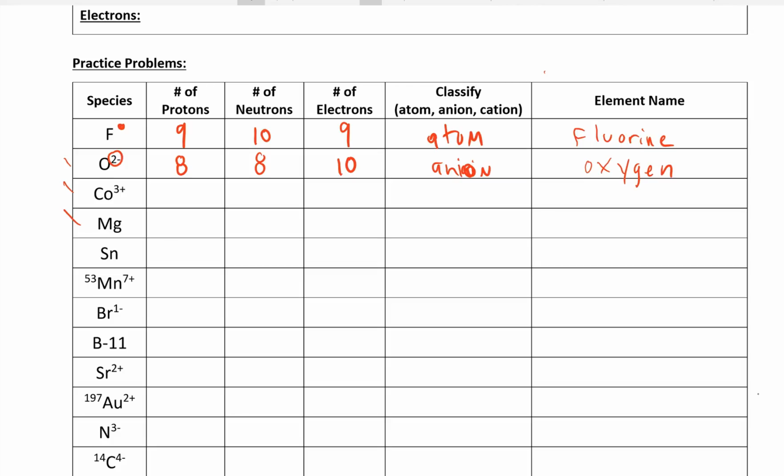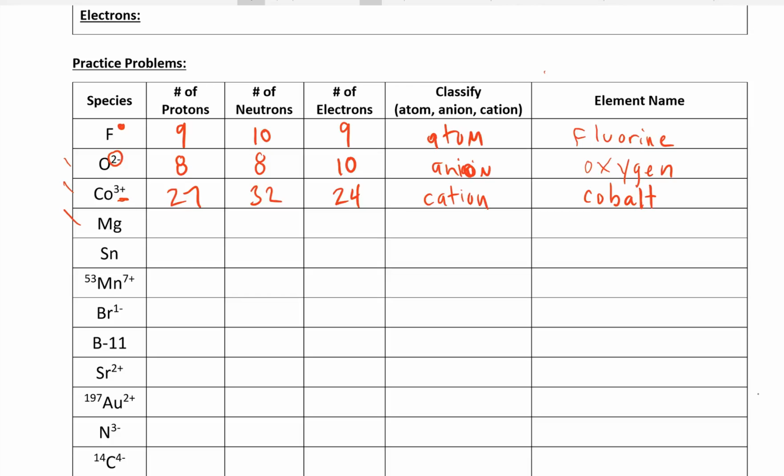Moving on to the next one, that is cobalt. That +3 in the upper right-hand corner next to the lowercase o makes this a cation. Cobalt always has 27 protons in its nucleus. It's going to have 32 neutrons based on atomic mass minus atomic number. And the number of electrons is going to be a total of 24. Again, protons will equal electrons in an atom, so that starts us off at 27. This is cobalt with a charge of +3, so I must have lost 3 electrons. 27 minus 3 is 24.